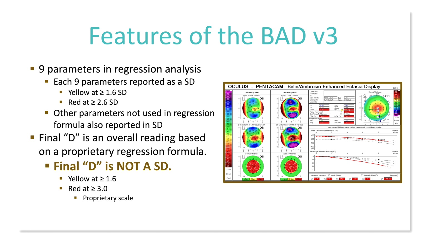The final D is an overall reading based on a proprietary regression analysis. It is not an average of all the parameters. It is also, and this is very important, not a standard deviation. People are confused because it's reported as a number also. It is a deviation from normal, but not a standard deviation. And it's yellow at 1.6 and red at 3.0. That's a proprietary scale.